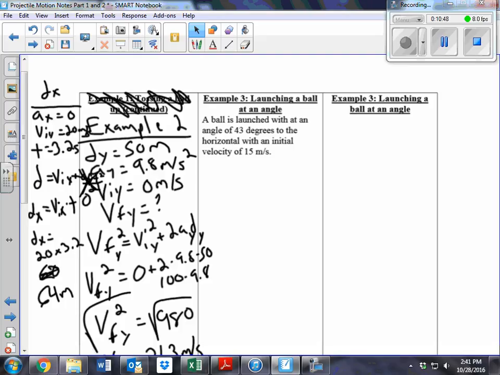So just from having two solid pieces of information, you were able to actually figure out how far it landed from the edge of the cliff. We were able to figure out how long it takes to get to the bottom. We were even able to figure out its final velocity at the bottom just before it hits the ground.